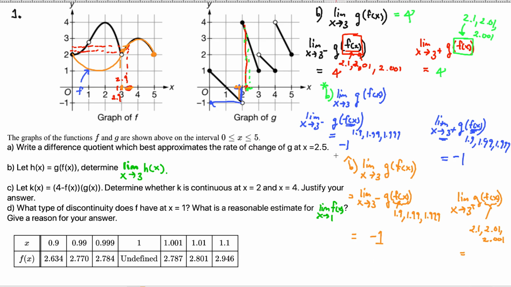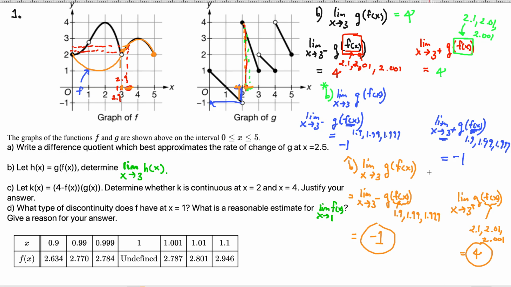If we look over here, I'm getting closer and closer to 2 on the inside. These x values are getting closer and closer to 2, but from above 2. And as I get closer and closer to 2 from the other side for g, I get closer and closer to 4. In this case, I use the fact that the left-hand limit does not equal the right-hand limit, then the limit does not exist. The left-hand limit equals -1, and the right-hand limit equals +4.